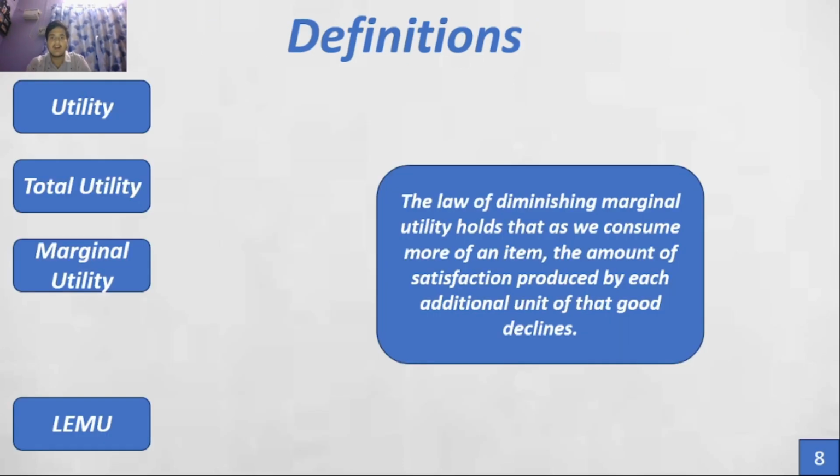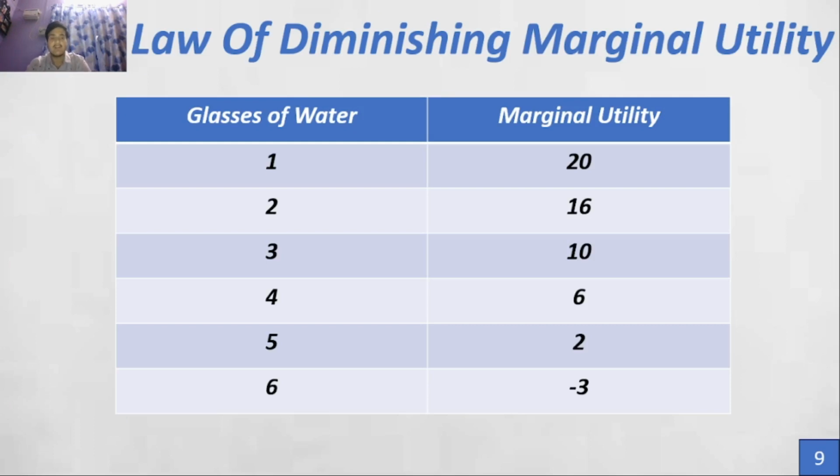Now let us see about the law of diminishing marginal utility. It states that as we consume more of an item, the amount of satisfaction produced by each additional unit of that good declines. Let us take the same example. When you had your first glass of water, it gave a satisfaction of 20 utils. But when you have the second glass of water, you won't get that much satisfaction, but a bit lesser than that. It is because when you had the first glass of water, you were dehydrated, and while having a second glass of water, you are a bit hydrated. As we keep on consuming more and more units of the same product, the amount of satisfaction each unit gives keeps on decreasing. This is called as law of diminishing marginal utility.